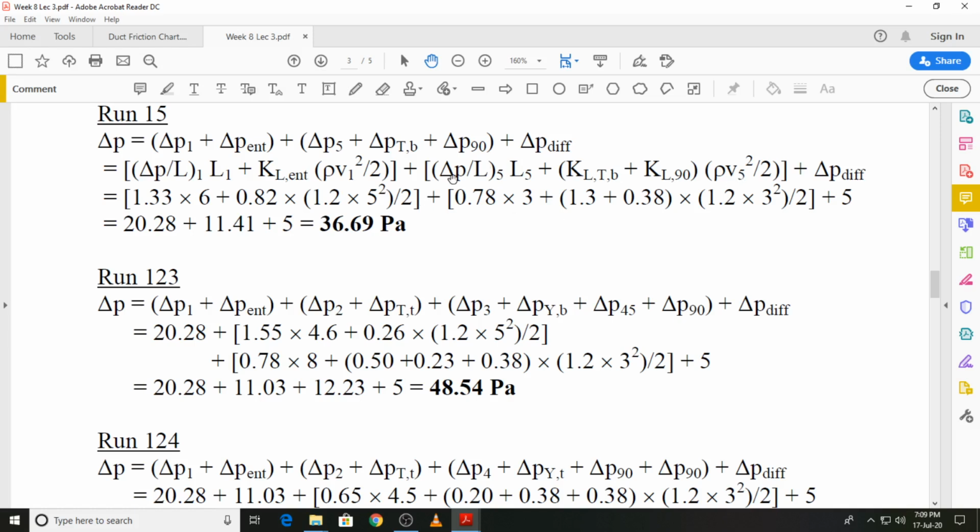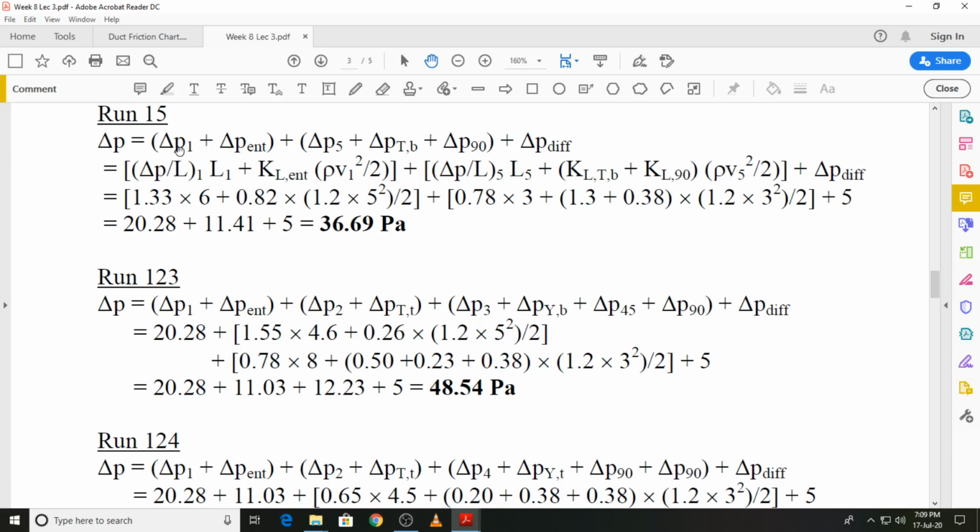And again we have the frictional pressure drop per unit length for segment 5, which was 1.55, multiplied by the length of segment 5, which was 3 meters, and then the dynamic loss can be calculated for both the fittings by adding up the loss coefficients of the fittings, because the half rho v square term is common to both. So I have taken that and added the loss coefficients for the T into the branch and for the 90-degree elbow, and then finally the pressure drop of the diffuser.